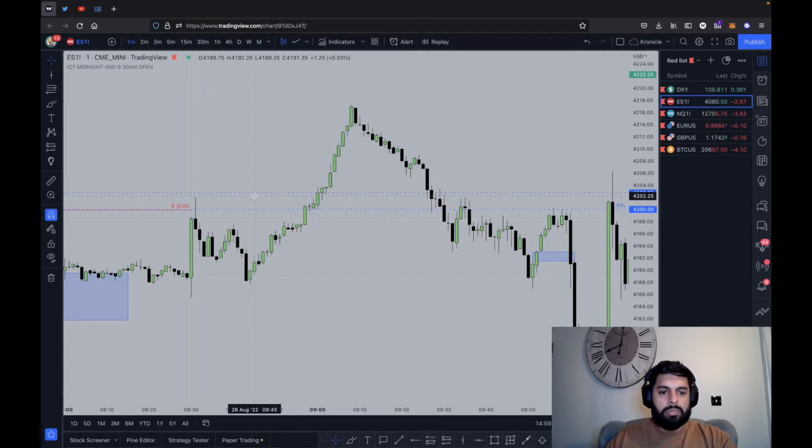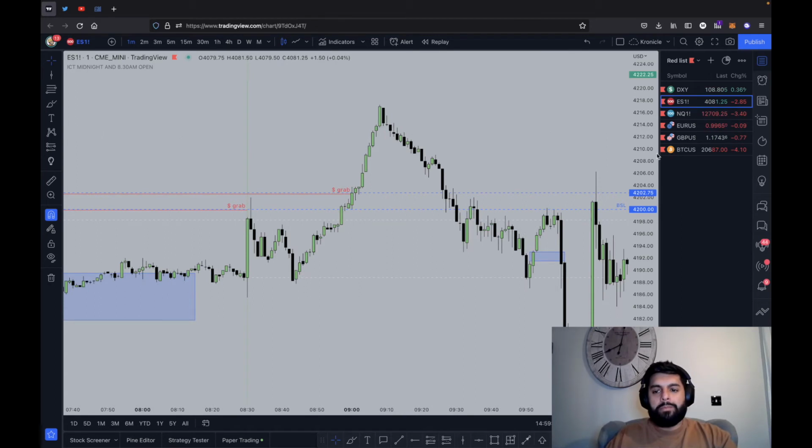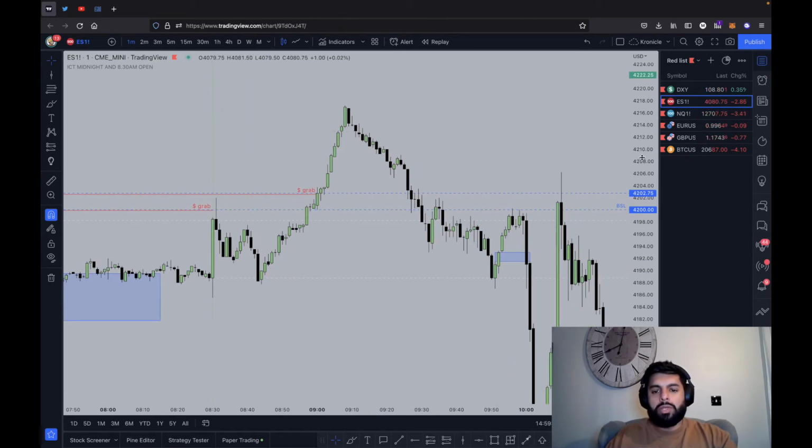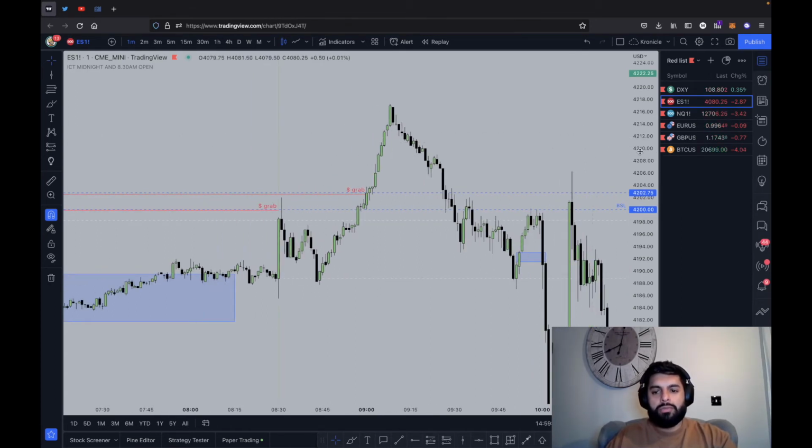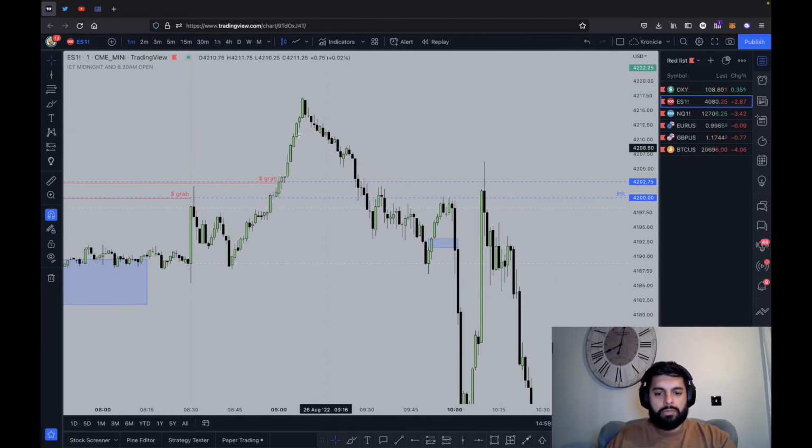So we've got the liquidity grab there. We also had a liquidity grab here, which was that higher level liquidity. We saw price rally above the New York opening price, the midnight opening price. And then we saw quite an energetic move towards the downside.